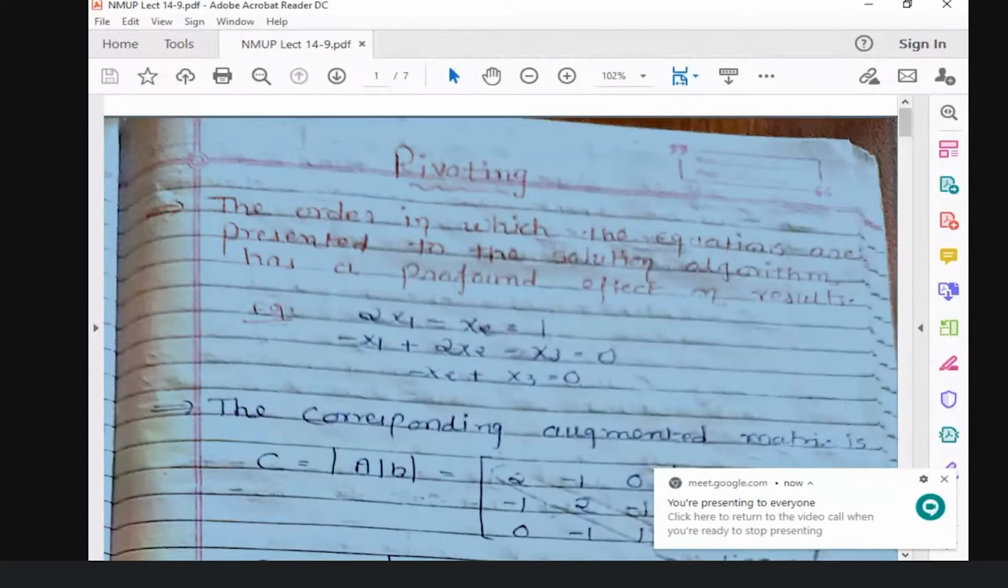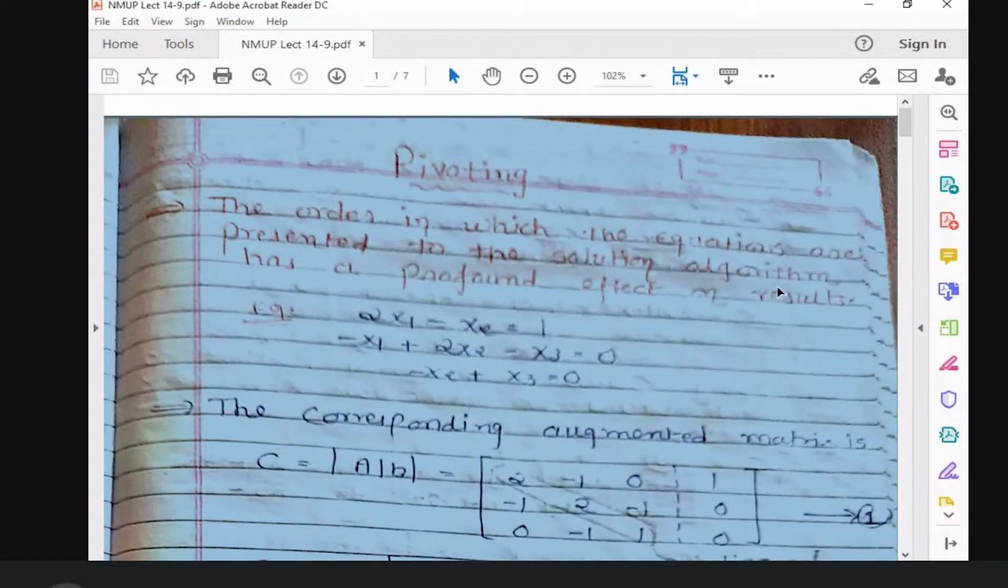So today we'll start with the new concept in the same chapter, named pivoting. So what do you mean by pivoting? So pivot is nothing but the first.